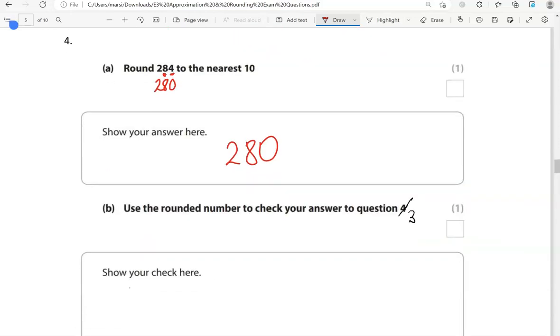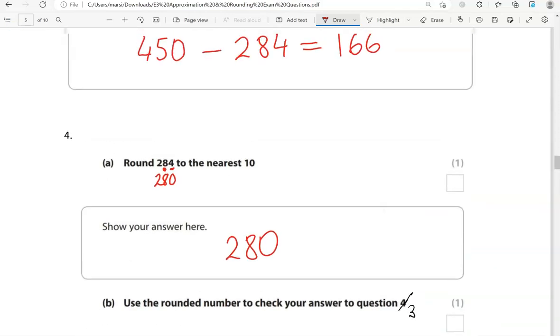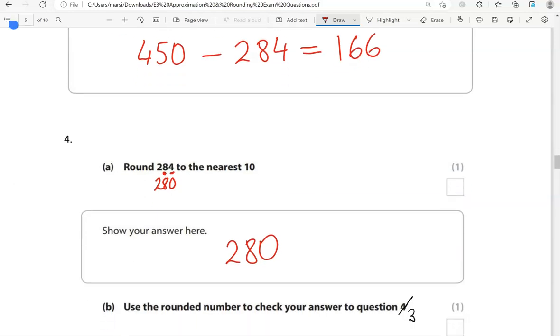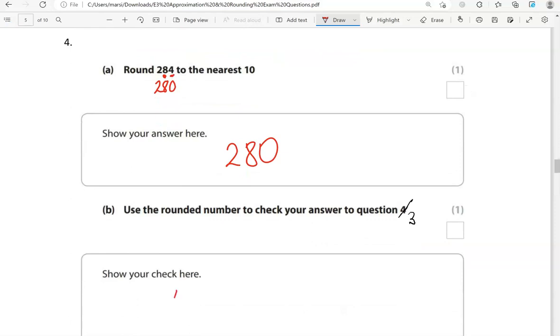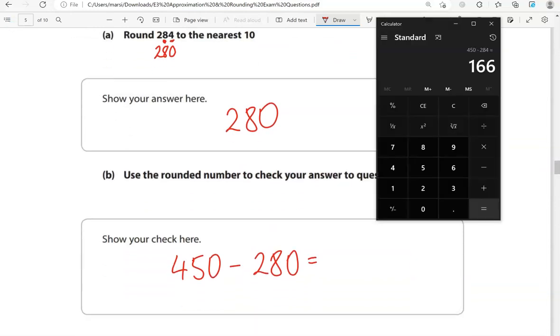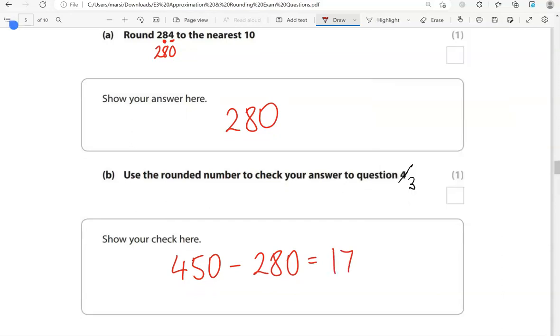Use the rounded number to check your answer to question 3. So 450 will do. Take away 280, not 284, which was the exact number. So 450 take away 280. Is that answer close to 166? Let's have a look. That is 170, which is very close to 166.